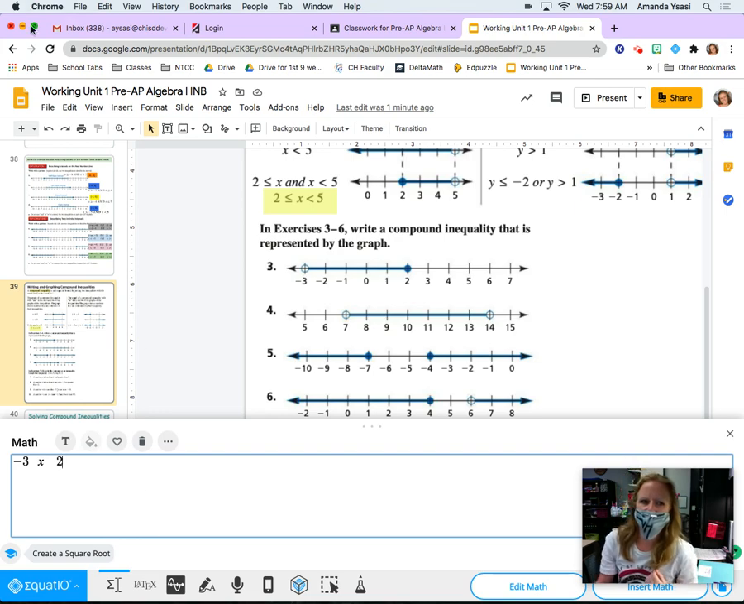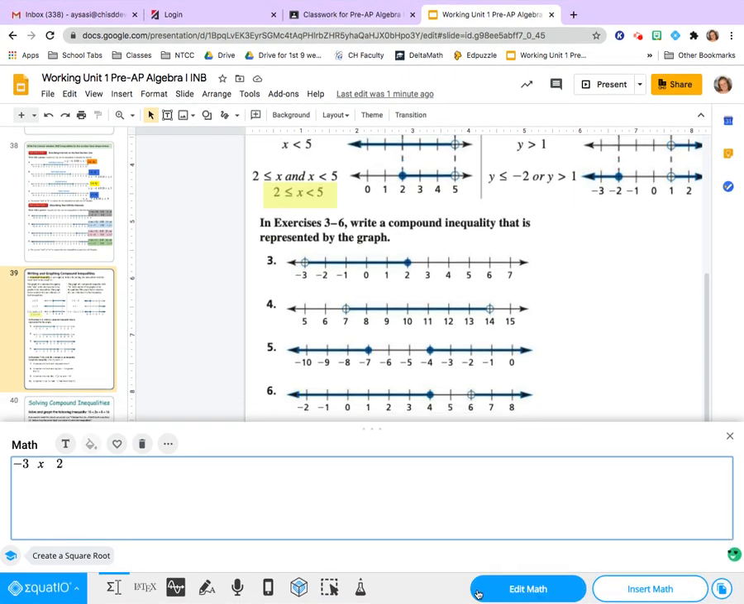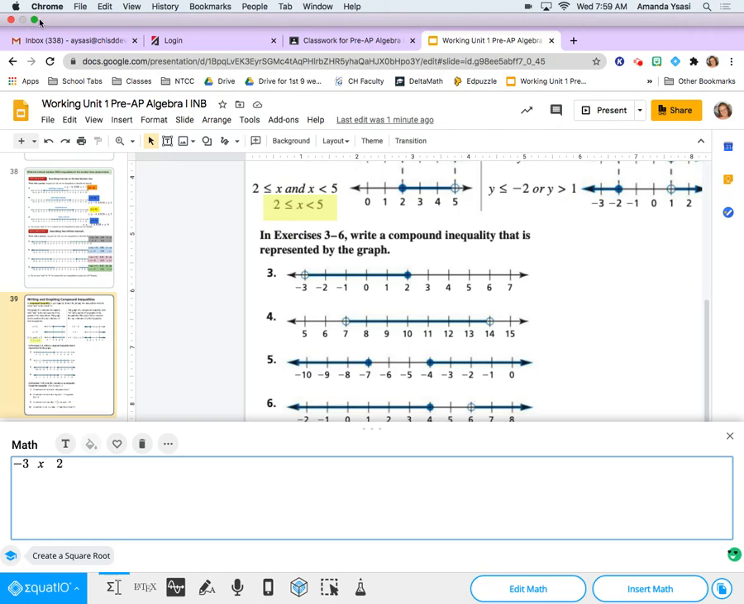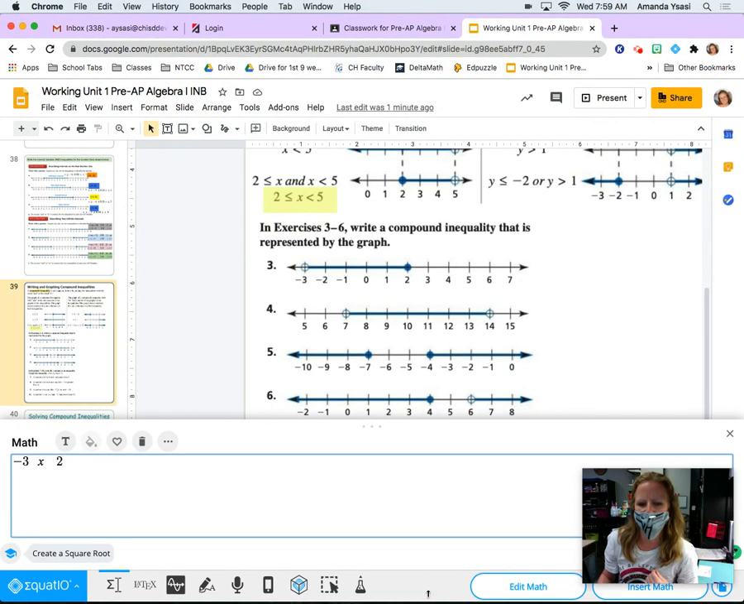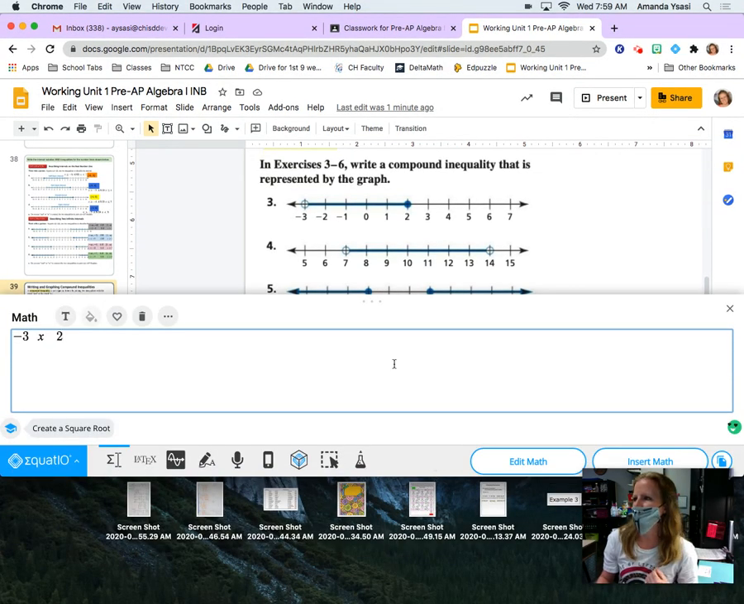Can y'all see that in the back? I know it can be a little small. Let's see. So I'll move it up.